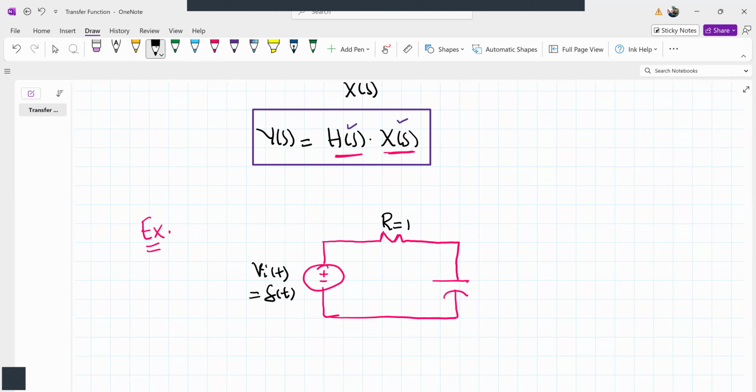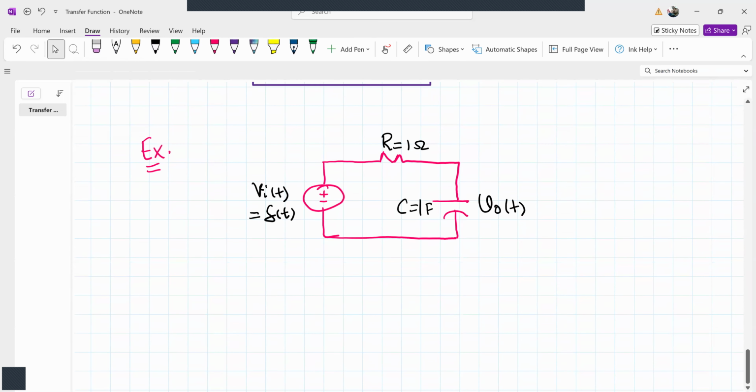R is 1 here, C is 1 farad, and the output is across this capacitor. So the output is across the capacitor. What is the behavior of the output voltage, or simply v naught of t, across this capacitor? What we'll do is obtain the transfer function of this network first, then we'll find the output.